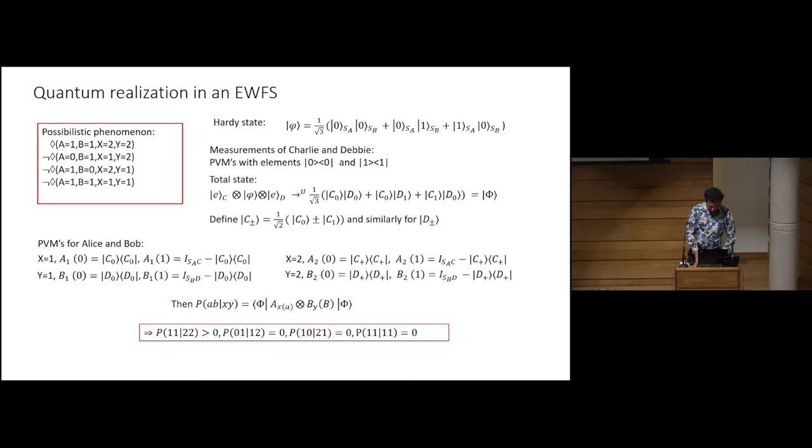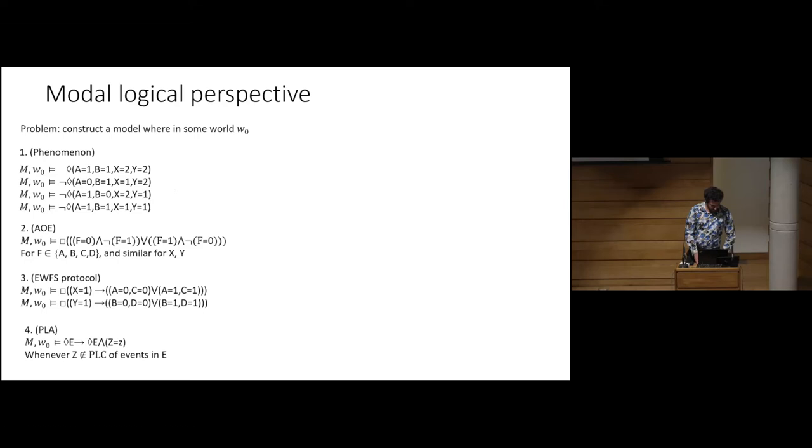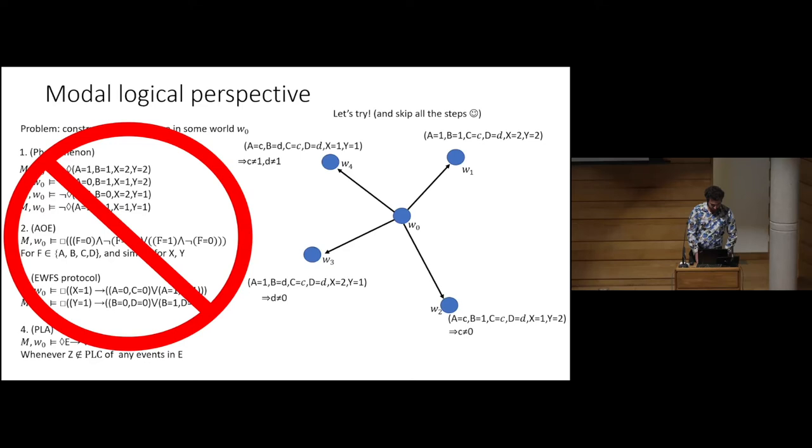Now, I don't have time to go through this modal-logical stuff, but just to give you an idea, if there is someone in the audience who wants to discuss this. We basically use the Kripke semantics of modal logic and translate all these assumptions into this language of modal logic, and we ask if there is any such model where even in a single world our assumptions will be true. And basically, following the line of reasoning I just showed you, we can see that these assumptions don't fit into the structure at all, so they're just contradictory.